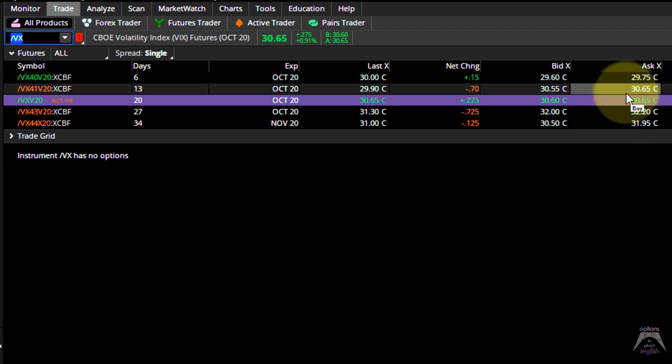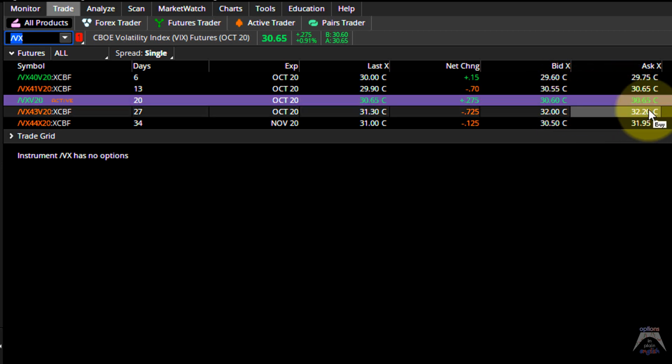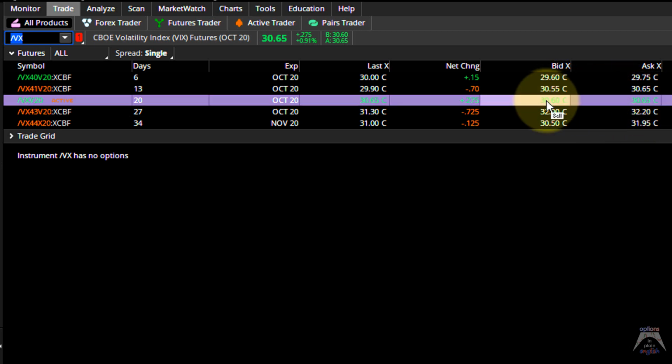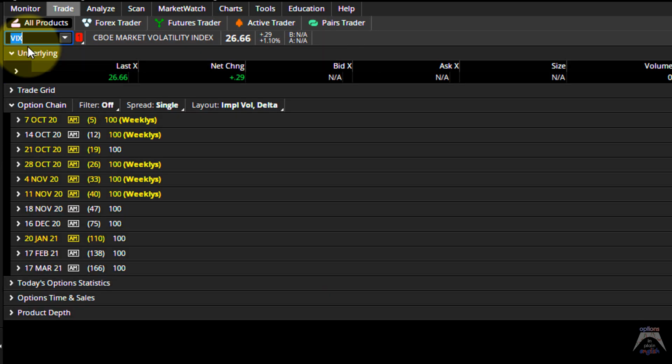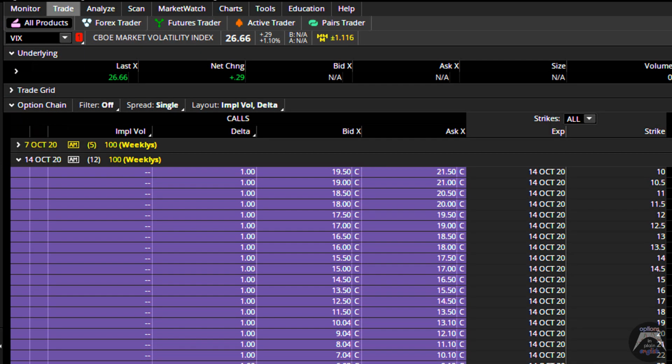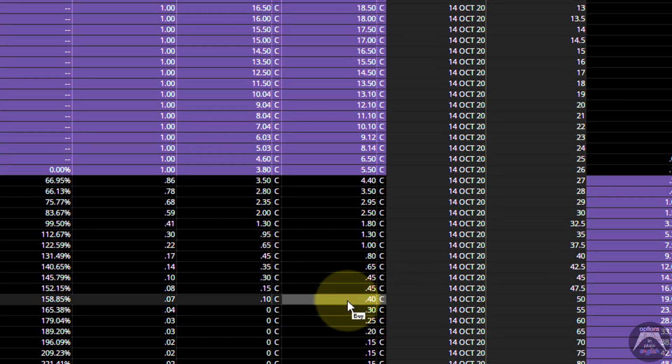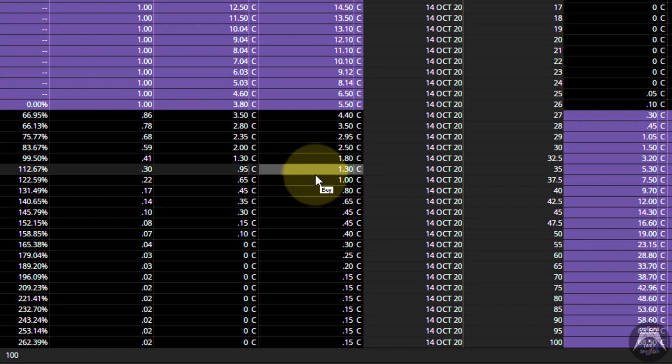It's trading a little bit over 30, exactly 30.60 and 30.65. So this is our at the money. Okay, so let's go back to VIX, and you can do whatever you want with VIX options. Here, for example, what I'm going to do is buy a call spread. Okay, so I'm betting on volatility expanding.